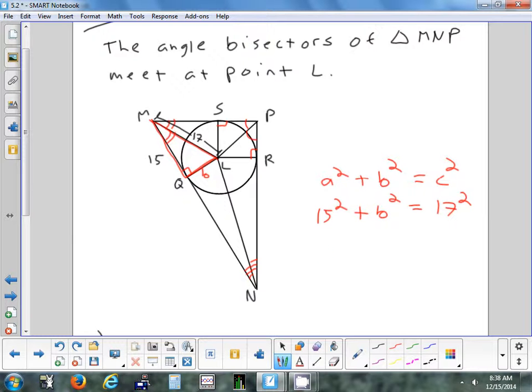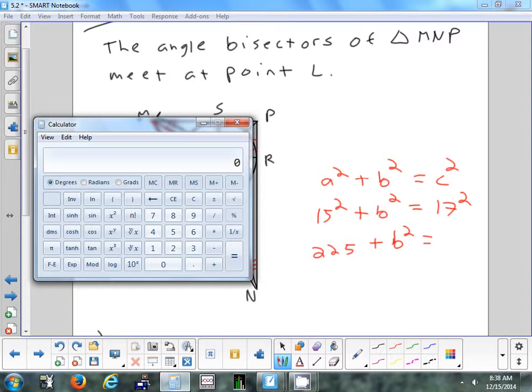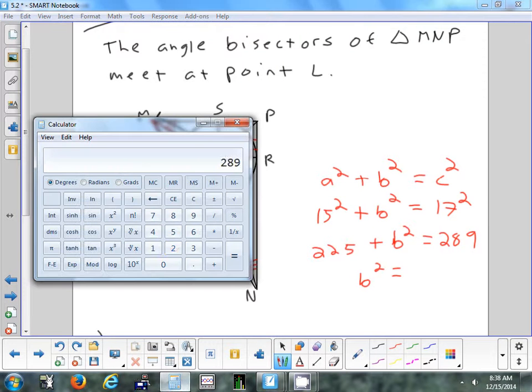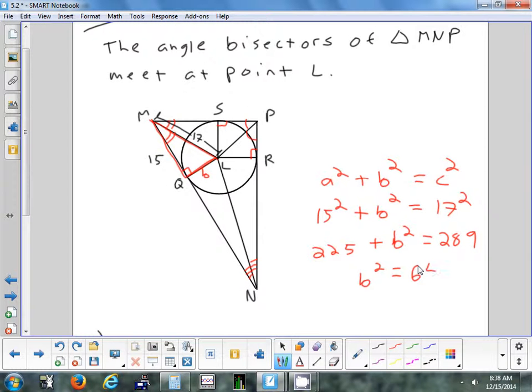Okay, let's go through and solve it. So you get 225 plus B squared equals 17 squared. Okay, so 289. Okay, Katrina, how do I get the 225 on the other side? Yep, I'm going to subtract it. So 289 minus 225 leaves me with 64.